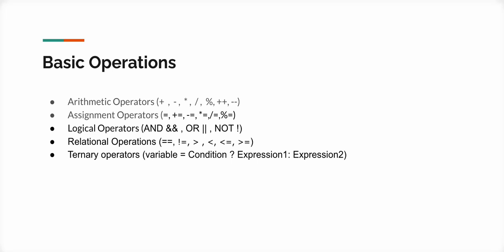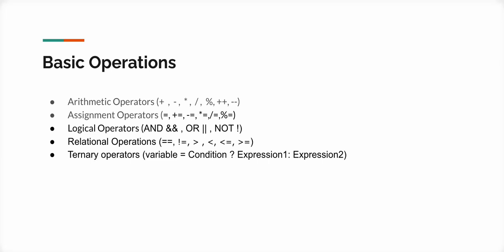With AND, both sides must be true. Maybe you have A and B. A must be true and B must be true for the result to be true. If one of them is false, then the result will be false. With OR, one of the two must be true. For example, if A is true, then B can be false and the result will be true, or vice versa. The NOT operator just changes a true to false. If A is true, when you apply a NOT operator to it, the result will be false.